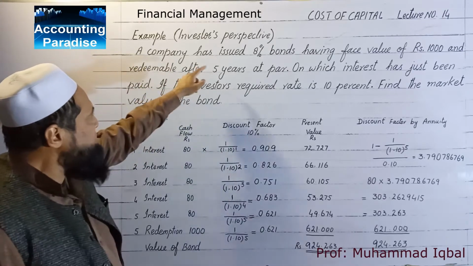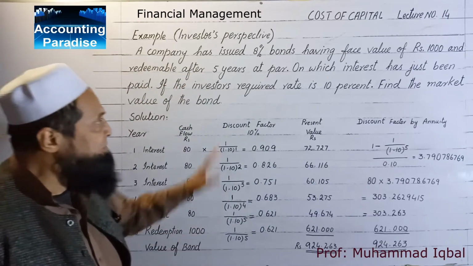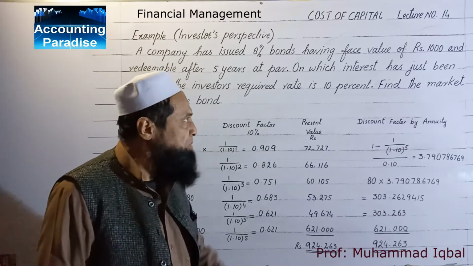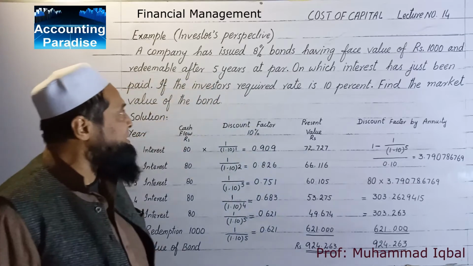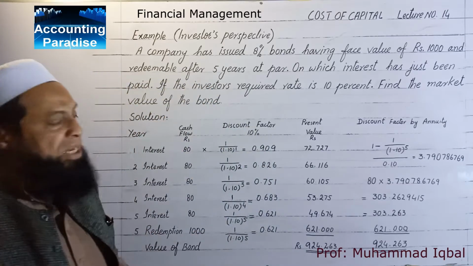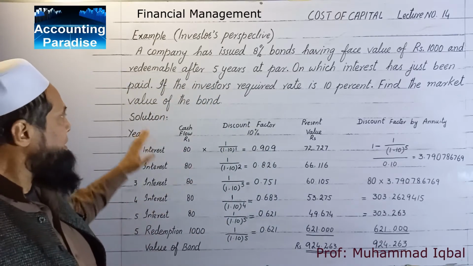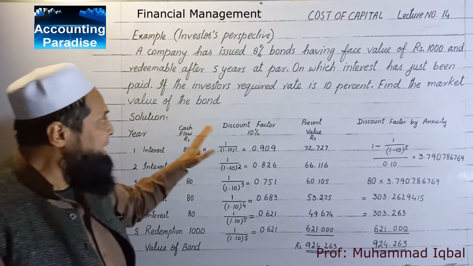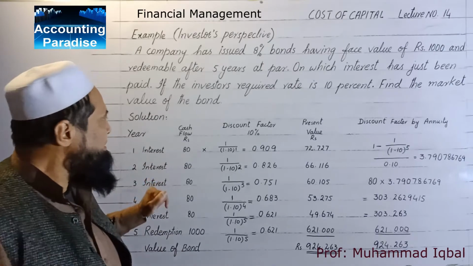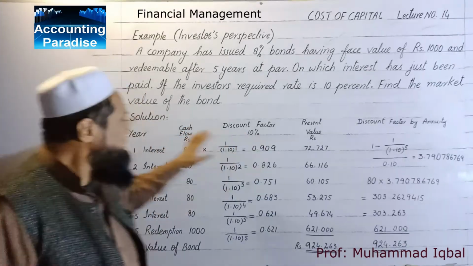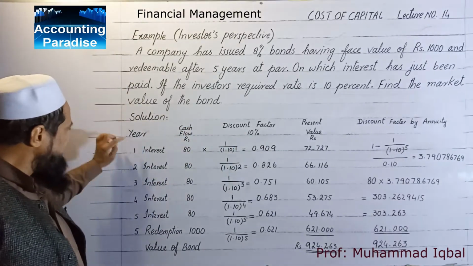A company has issued 8% bonds having a face value of rupees 1000 and redeemable after 5 years at par, on which the interest has just been paid. The investor's required rate is 10%. Find the market value of the bond. How to calculate this? The solution is here.